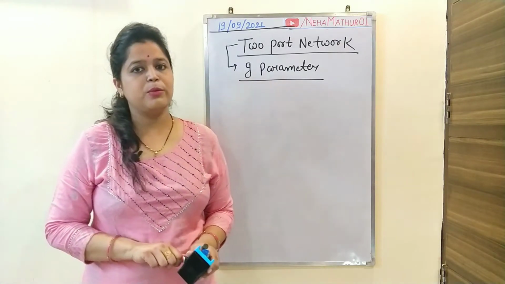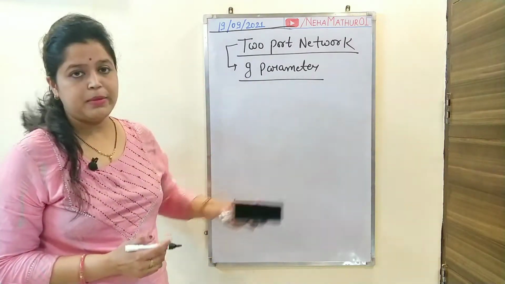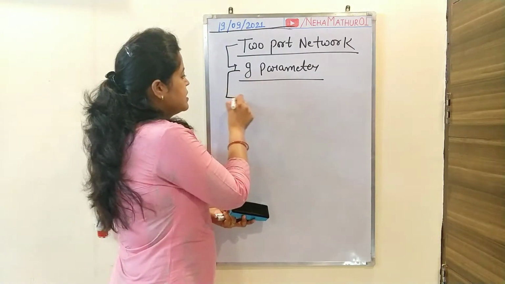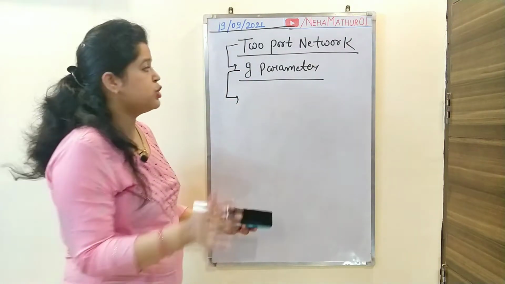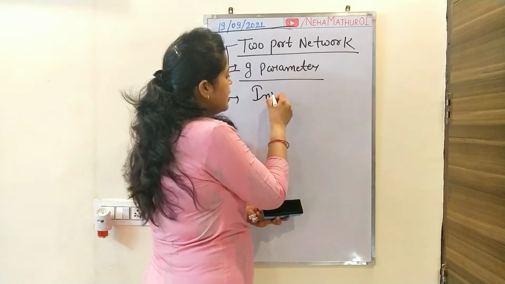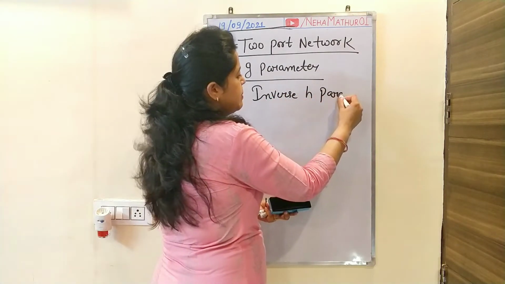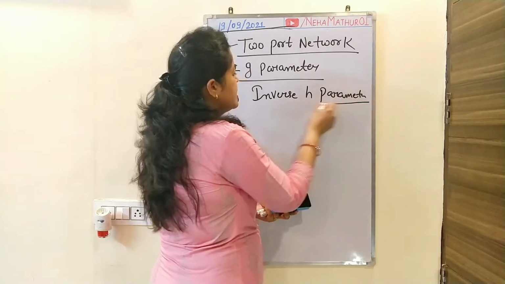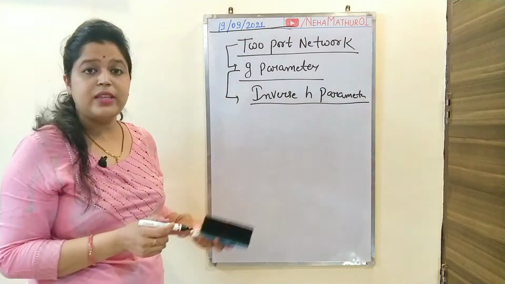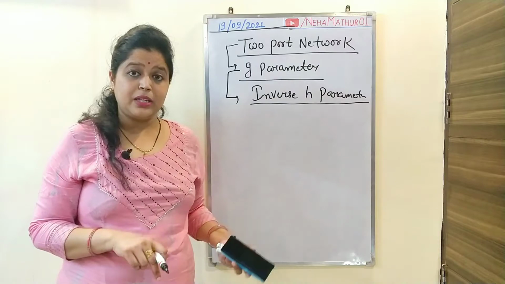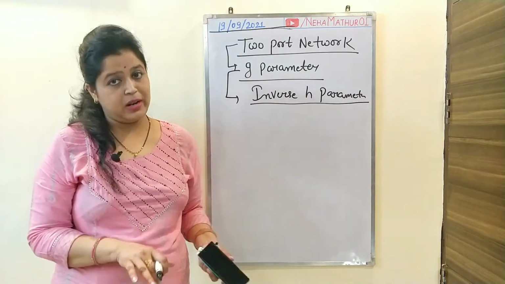Fine. So now I am going to start G parameter from two-port network. See, G parameter is also known as inverse hybrid parameter, or I can say inverse H parameter. So it is clear from the name itself that G parameter is the opposite of H parameter.